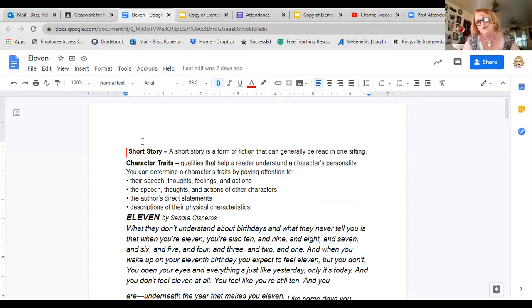Of course, I kind of know already what it's about. But it could have been 11 things, maybe. It could be $11. Could be an age. Could be any of that. When we preview the selection, we see that it's a short story. It's actually an excerpt. We're talking about character traits. And then we're going to look for text features. We kind of already know it's fiction because we just did a PowerPoint on fiction.